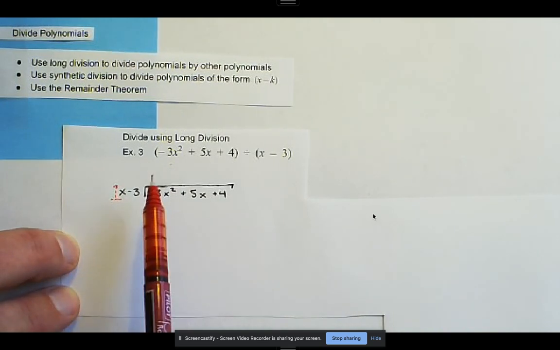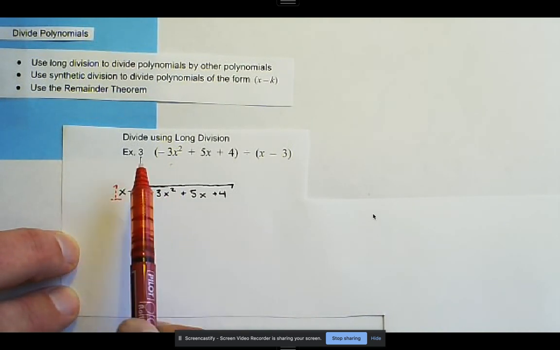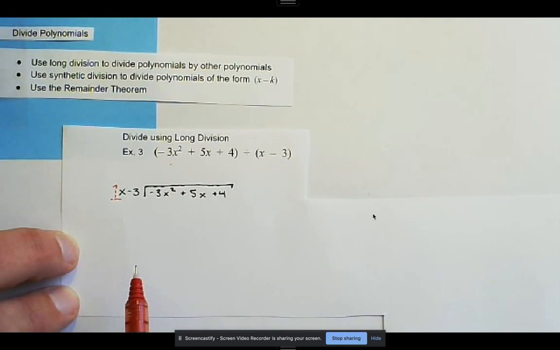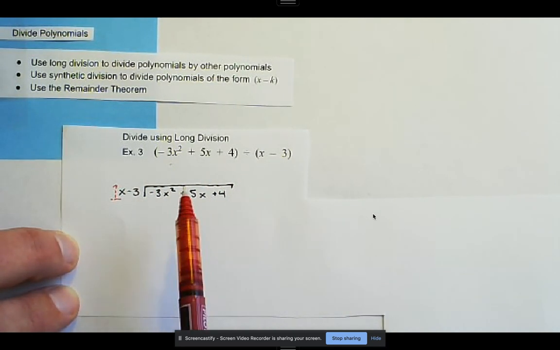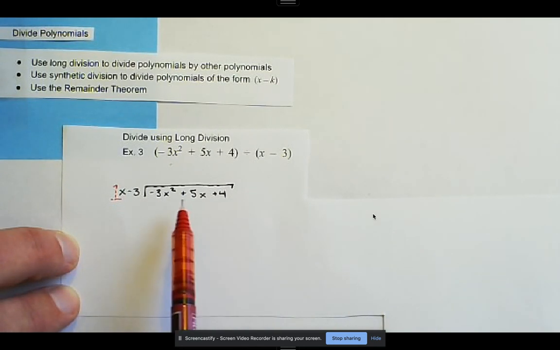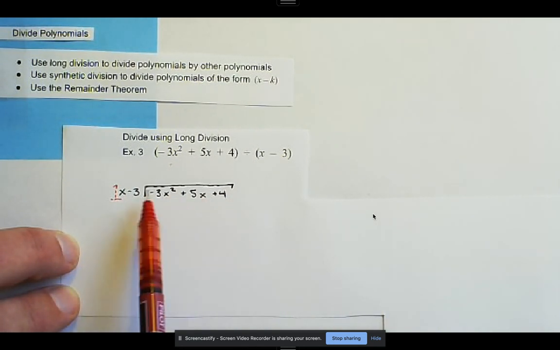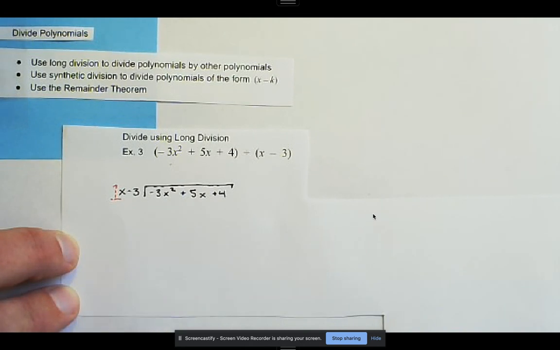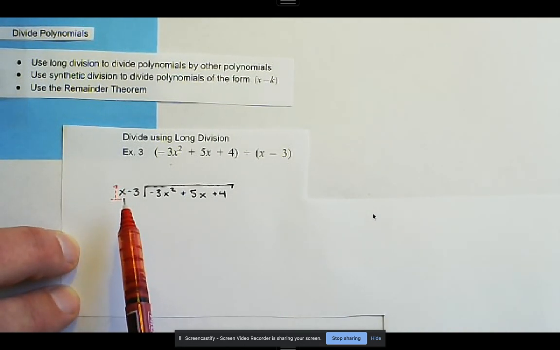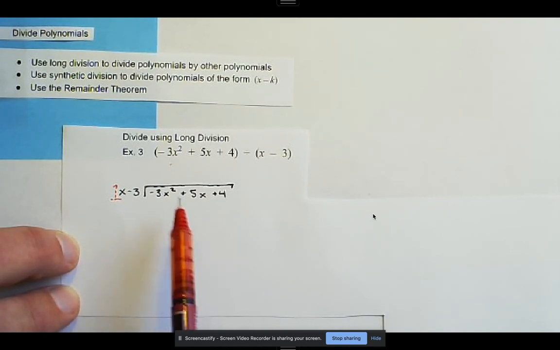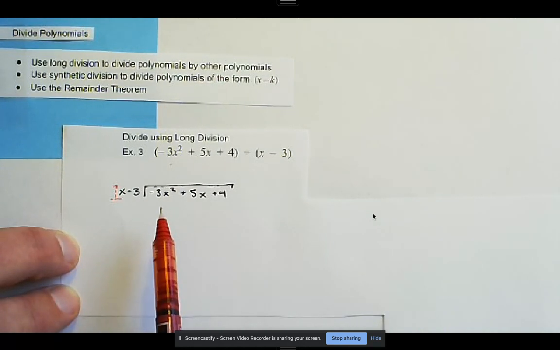We're talking about operations with polynomials, and we're talking about dividing polynomials using long division. We have a quadratic function divided by a binomial. So we put our quadratic function underneath the divide bracket, and we have our binomial out front. We understand that there's an understood 1 in front, and we are always trying to eliminate the lead term.